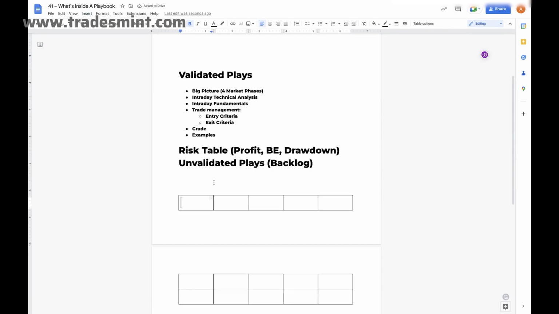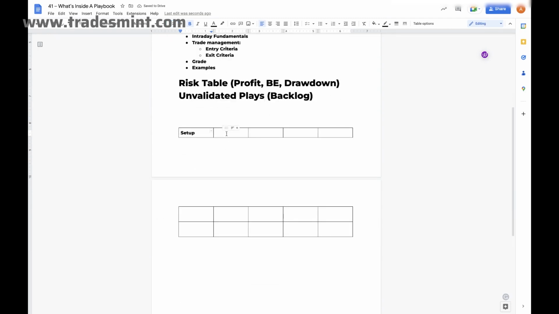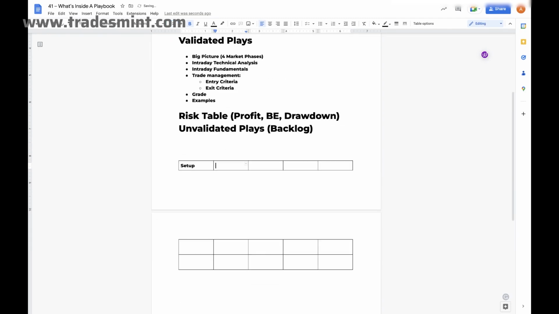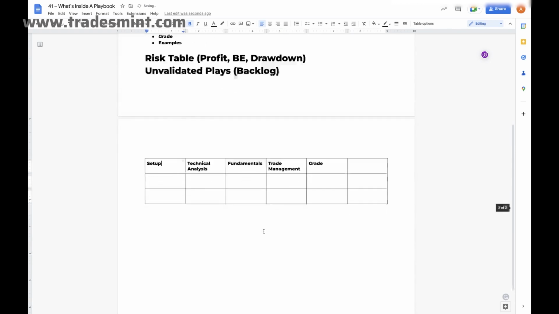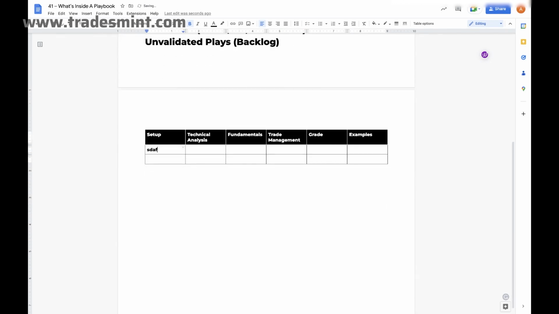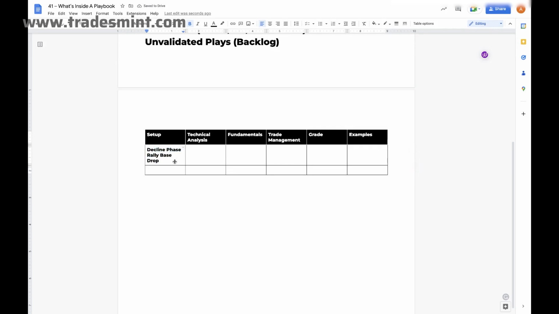So what I'm going to do is put the setup, the name of the setup. Normally, I just describe the name of my setups as what they are in the big picture almost. So here you're going to have the setup, the technical analysis, the fundamentals, trade management, and grade and examples. I'll widen this out. This is going to be my decline phase, rally, base, drop. That's what that setup is going to be.